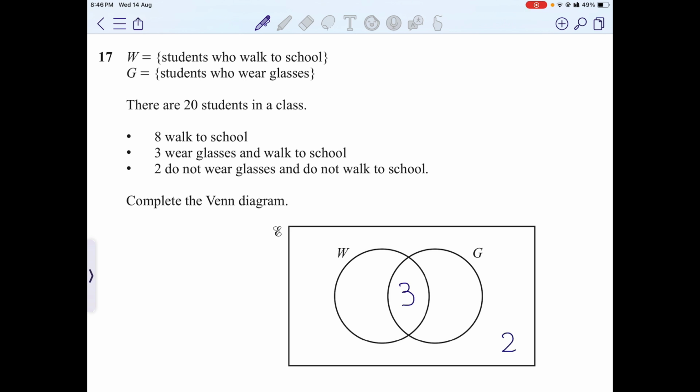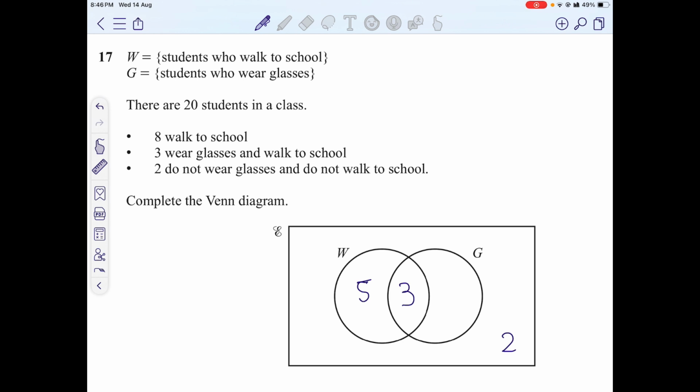Now when it says 8 who walk to school, you don't put an 8 here. This is wrong because the total of this circle, the circle W, should be 8. Since we already have 3, the number here plus 3 should give us 8. That is obviously 5. Now 5 plus 3 would give us 8, and hence suggests that 8 people walk to school. Now what about the value in G?